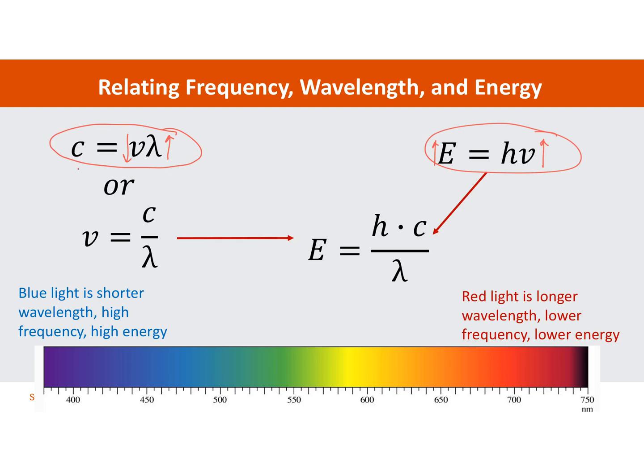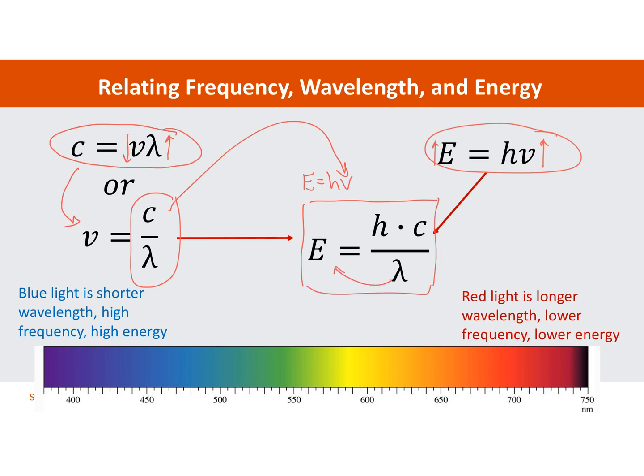We can rearrange this equation to solve for frequency, and then plug that into energy equals Planck's constant times frequency. I can put this right in place of frequency to get an equation that allows me to relate my wavelength to the energy directly without having to go through frequency. Another important aspect is figuring out how this fits into the electromagnetic spectrum and what that means for different regions of the electromagnetic spectrum.